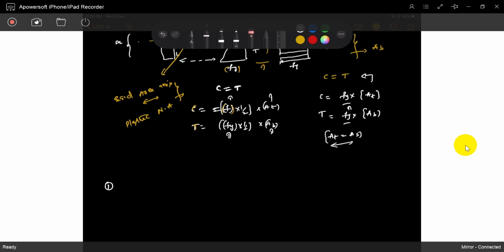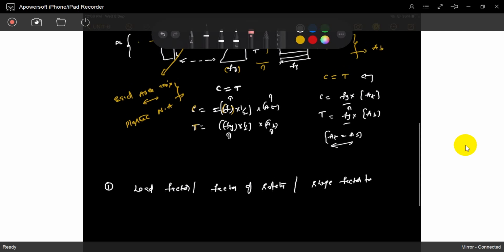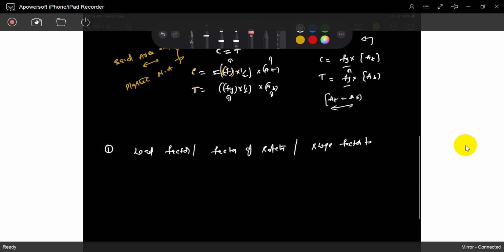Those points are load factor, factor of safety, and shape factor. Shape factor. Okay, understood? So first we will discuss what shape factor is.